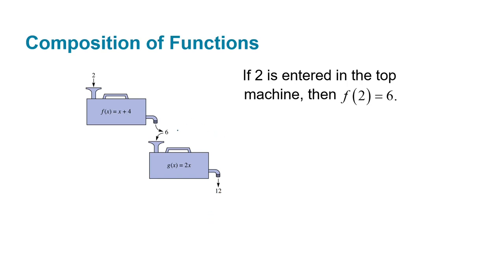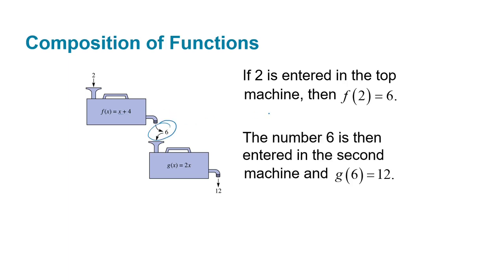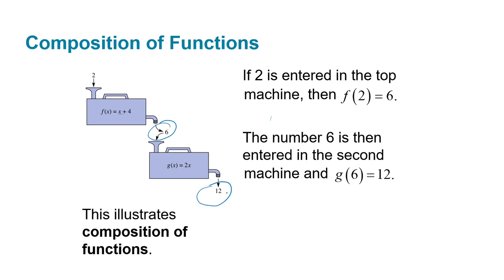If 2 is entered in the top machine, then f of 2 is 6. Now we can take that 6 and enter it into the second machine. In the second machine, it would give us a 12 as the output. For a composition of functions, all we're doing is taking the output from one machine and plugging it into the input of another machine and seeing what new output we get. This illustrates composition of functions. Note the range of f is the domain of g.